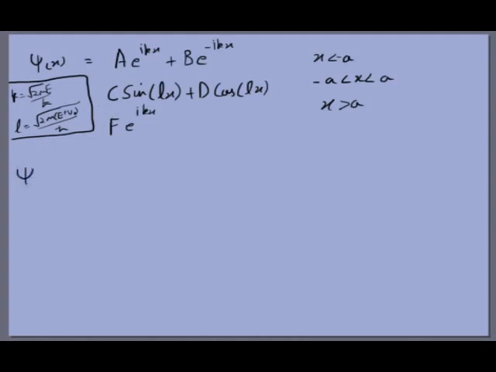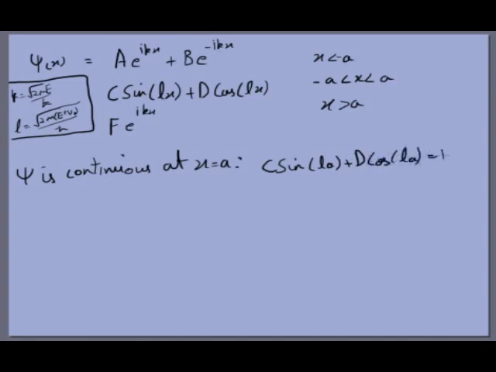So psi is continuous at x is equal to a. This gives us, in terms of C sine of La plus D cos of La is equal to F e to the power iota ka.